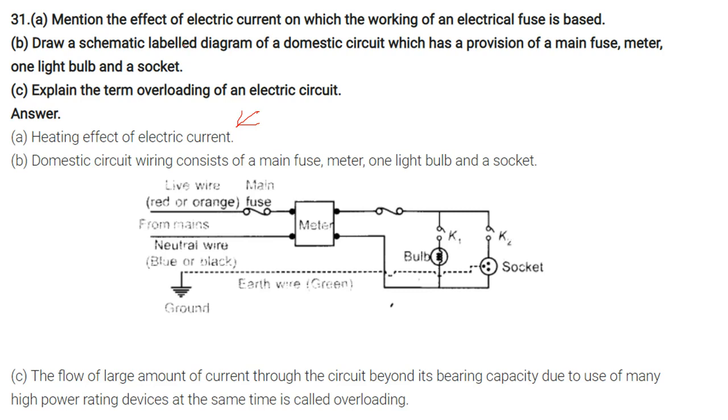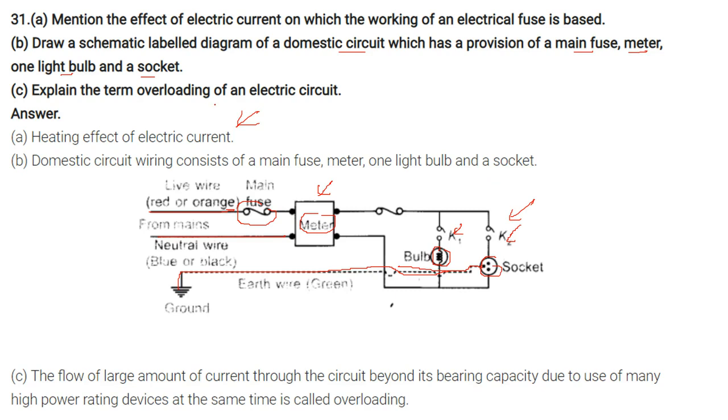Draw a schematic labelled diagram of a domestic circuit which has a provision of main fuse, meter, one light bulb and a socket. Here we see this is the meter. This is the main and there is a fuse. This is a live wire, it can be red or orange. Then from the mains we have this neutral wire which is in the meter. Then we have an earth wire also here. See, this is an earth wire. Now this is the socket. This earth wire is coming from the socket. Here we have a bulb. There are keys K1, K2, and this is the simple labelled diagram.